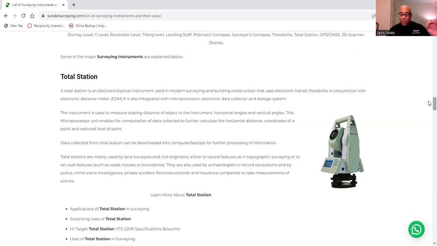So basically, when you go out and shoot a point, you might use some software like Kogel software. The point is then taken from the data collected and downloaded to a computer system. Once the data is collected from the total station, it can be downloaded into computers or laptops for further processing of information. Total stations are mainly used by land surveyors and civil engineers, either to record features, as in a topographical survey, or to set out features such as roads, houses, or boundaries. They're also used by archaeologists to record excavations, and by police, crime scene investigators, accident reconstructionists, and insurance companies to take measurements of scenes.